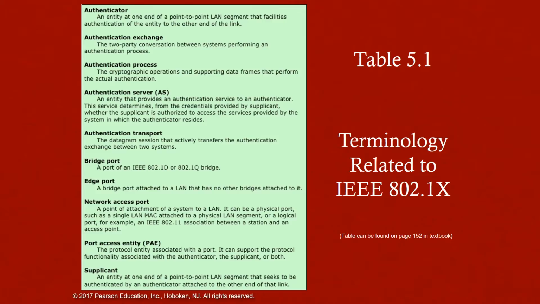Terminology related to IEEE 802.1x. IEEE 802.1x port-based network access control was designed to provide access control functions for LANs. The table briefly defines key terms used in the IEEE 802.11 standard. The terms supplicant, network access point, and authentication server correspond to the EAP terms peer, authenticator, and authentication server, respectively.